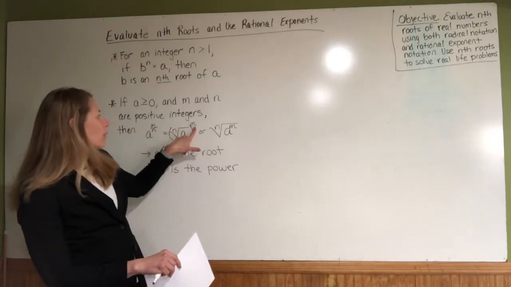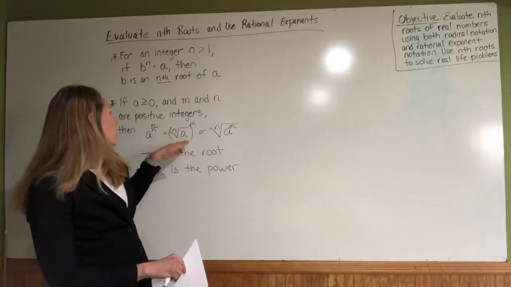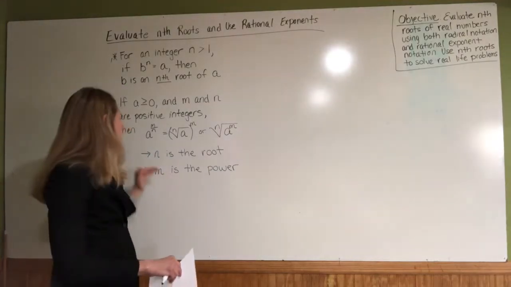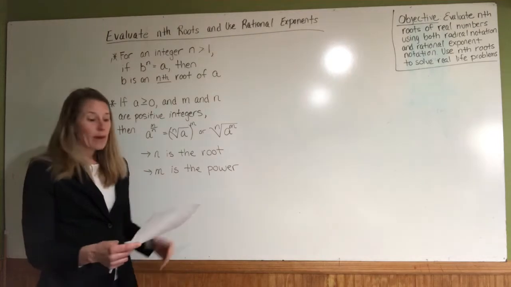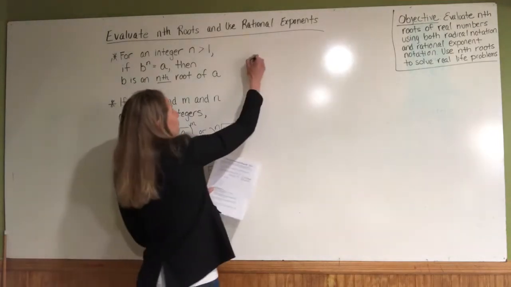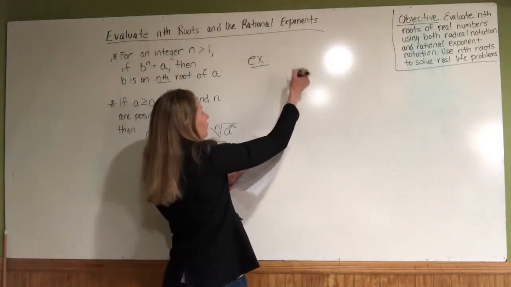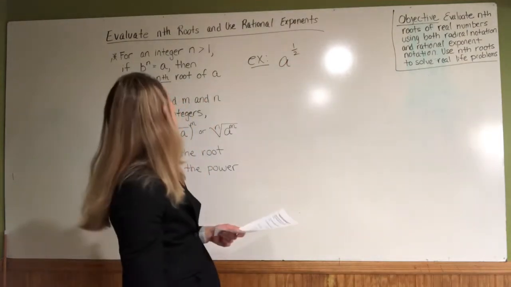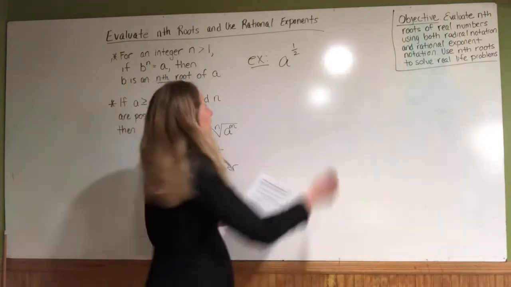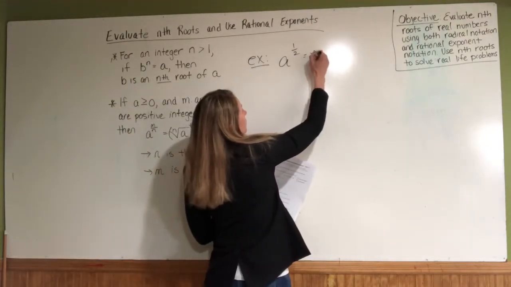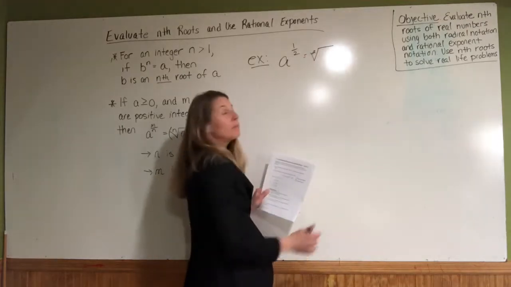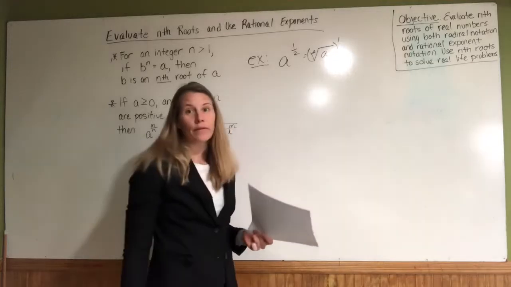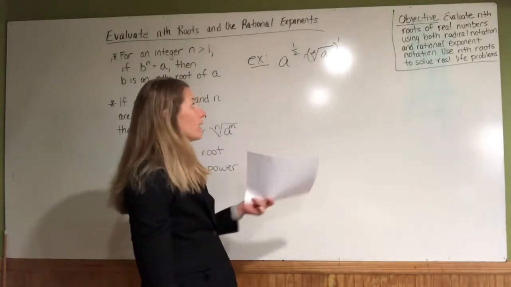You can write the power outside of the parentheses, which would also equal the same thing as if it was written inside the parentheses like this. So n is the root and m is the power. For example, if we were going to do a to the 1/2 power and rewrite that in our radical notation, the root, which is 2, is the number from the bottom, and the power is the number from the top of the fraction. So it would be the square root of a raised to the first power.